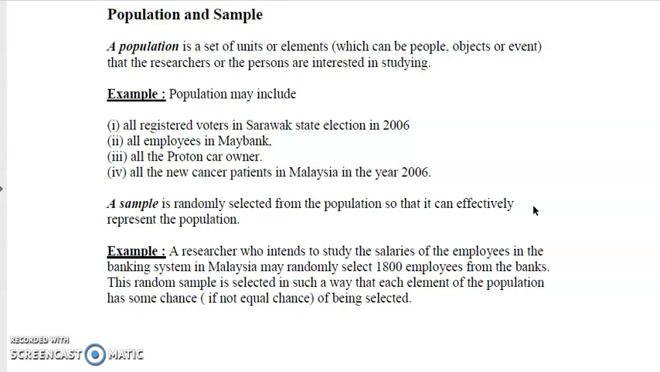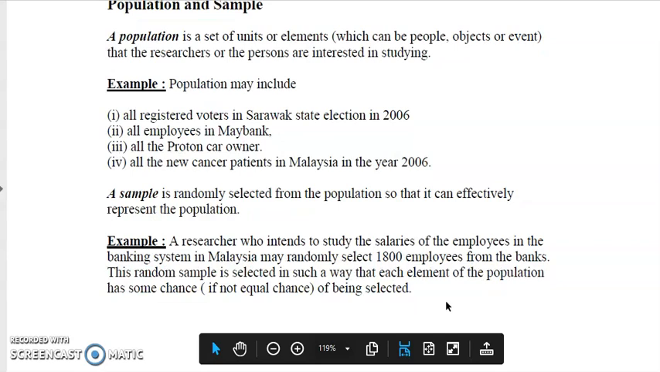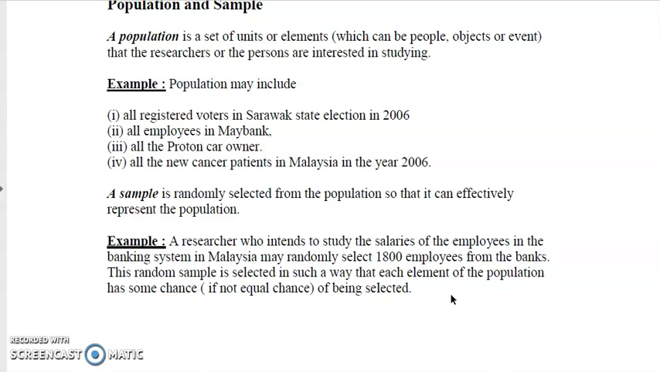A sample. What is a sample? A sample is randomly selected from the population. For example, the population was all employees in Maybank. But for the sample, maybe a researcher just wants to study the salaries of employees in the banking system. So in Malaysia, randomly select 1800 employees from the banks. So they try to pick randomly from the population, randomly selected from the population, to represent the population.